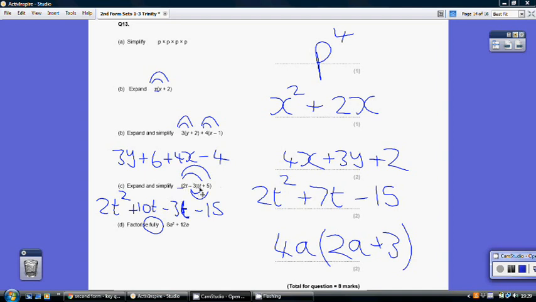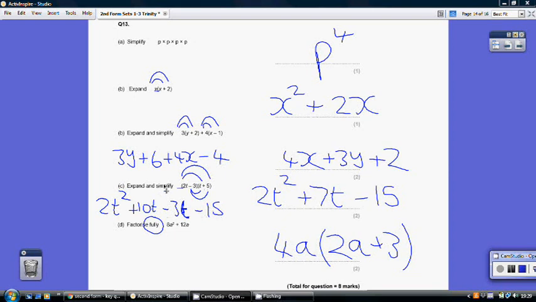Now 2t times t is 2t squared. 2t times plus 5 is the plus 10t. Minus 3 times t is the minus 3t. And minus 3 times plus 5 is minus 15.